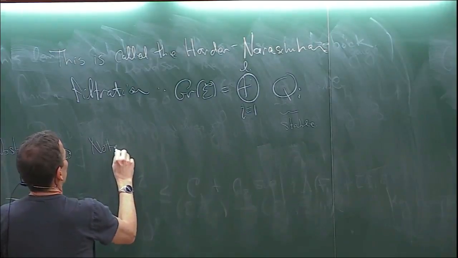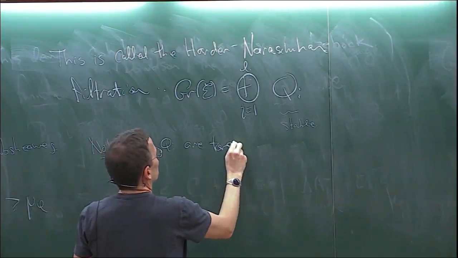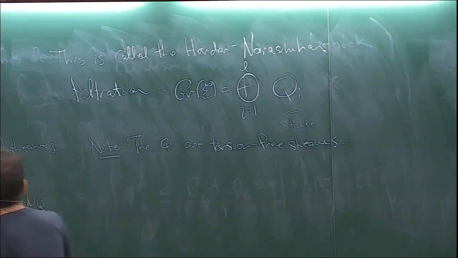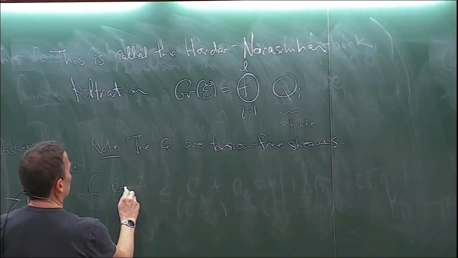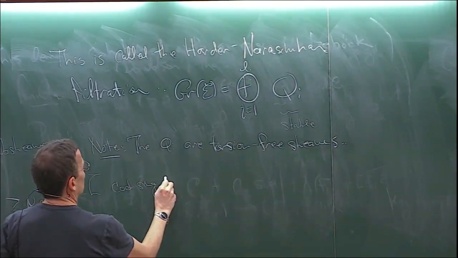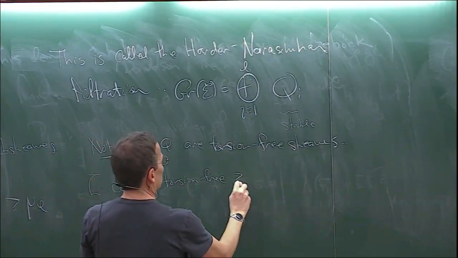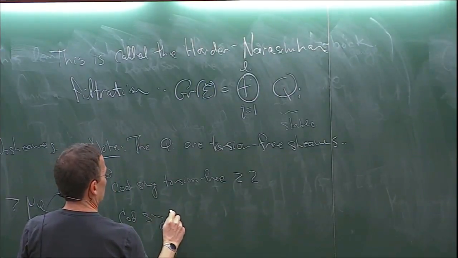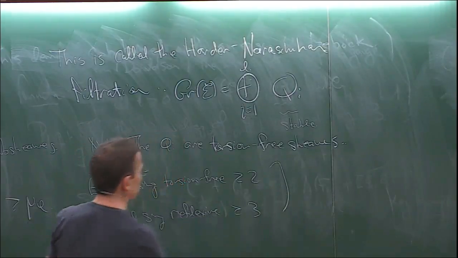So note, the Q_i are torsion-free by definition. That's what I mean by saturated subsheaf, something that has a quotient that's torsion-free. And let me remind you that the codimension of the singular set of a torsion-free sheaf on a complex manifold is at least 2, and the codimension of the singular set of a reflexive sheaf is at least 3. Okay?